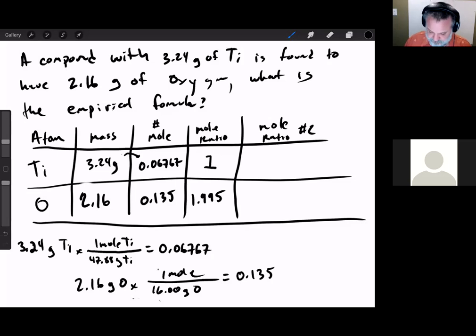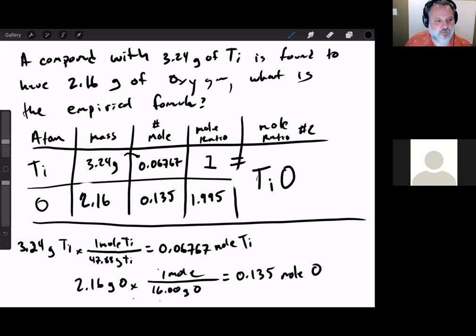What is 1.995? The formula is TiO2. And so 1.995, this is where you need your number sense, is 2.